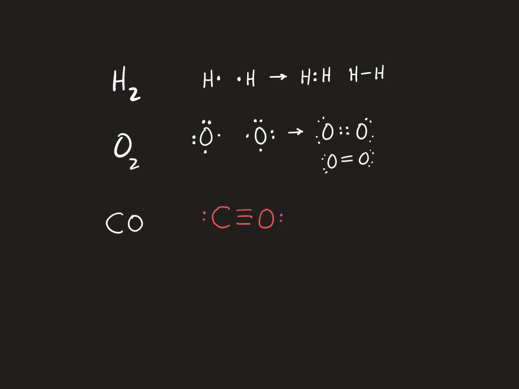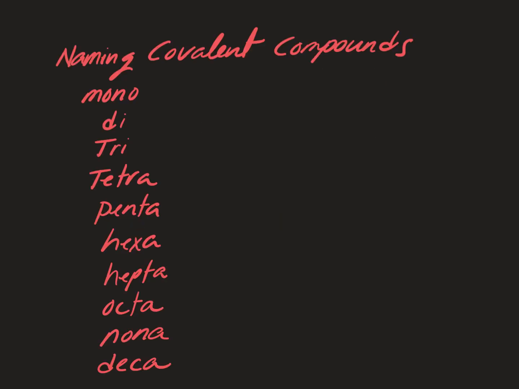So what we're going to do now is I want to show you how to do naming of molecular compounds. These are molecular compounds that we're dealing with now, okay? All right, so when we're naming covalent compounds, we're going to follow this scheme. Guys, this is different than what we were doing with the ionic compounds, okay?